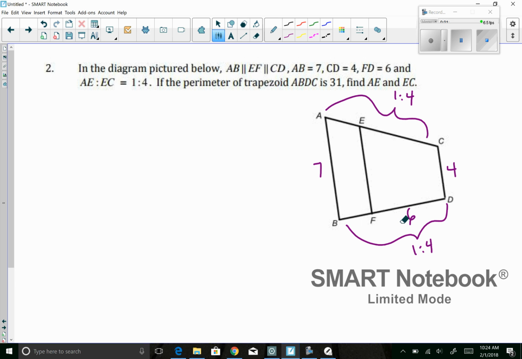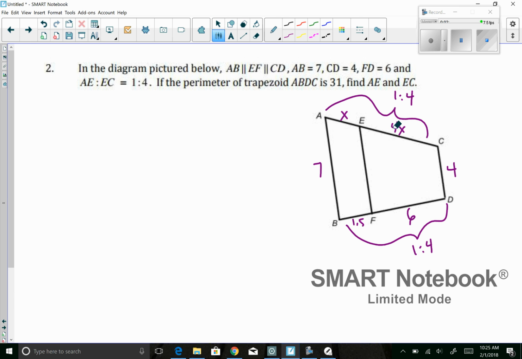If 6 is the larger piece of the ratio, I'm asking myself, what multiplies by 4 to make 6, or what is a fourth of 6? That's going to be 1.5, so BF is 1.5. For AE and EC, I don't know either of them, so I'm going to call them 1x and 4x. Then we can either use the perimeter or set up some ratios to solve here.